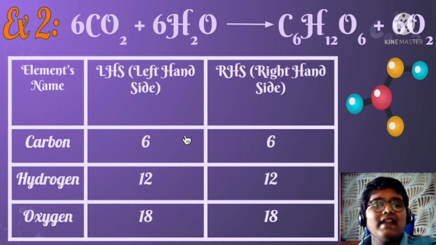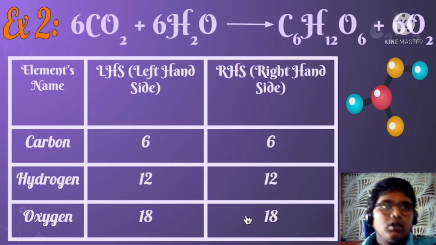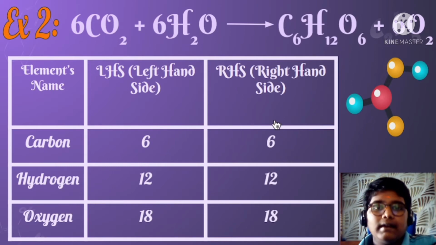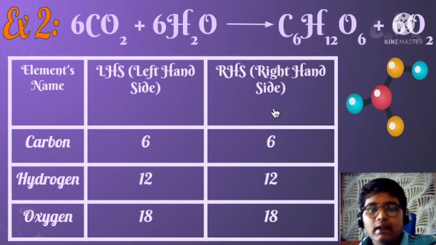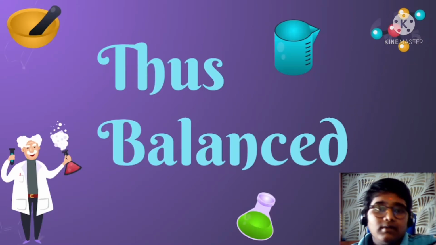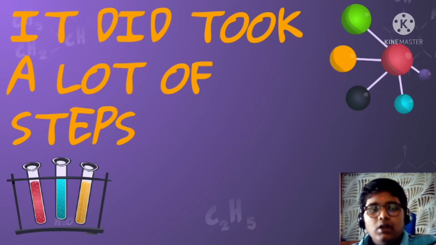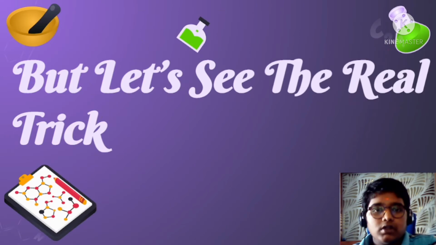So we have balanced this equation quite fast, but when we do it in the examination or in the test or on paper, it gets quite long, and it takes a lot of time thinking where to change the coefficient and what the coefficient should be. So thus we have balanced the previous example, example 2. It did take a lot of steps, that's for sure, but let's see the real trick that I mentioned at the start of the video.